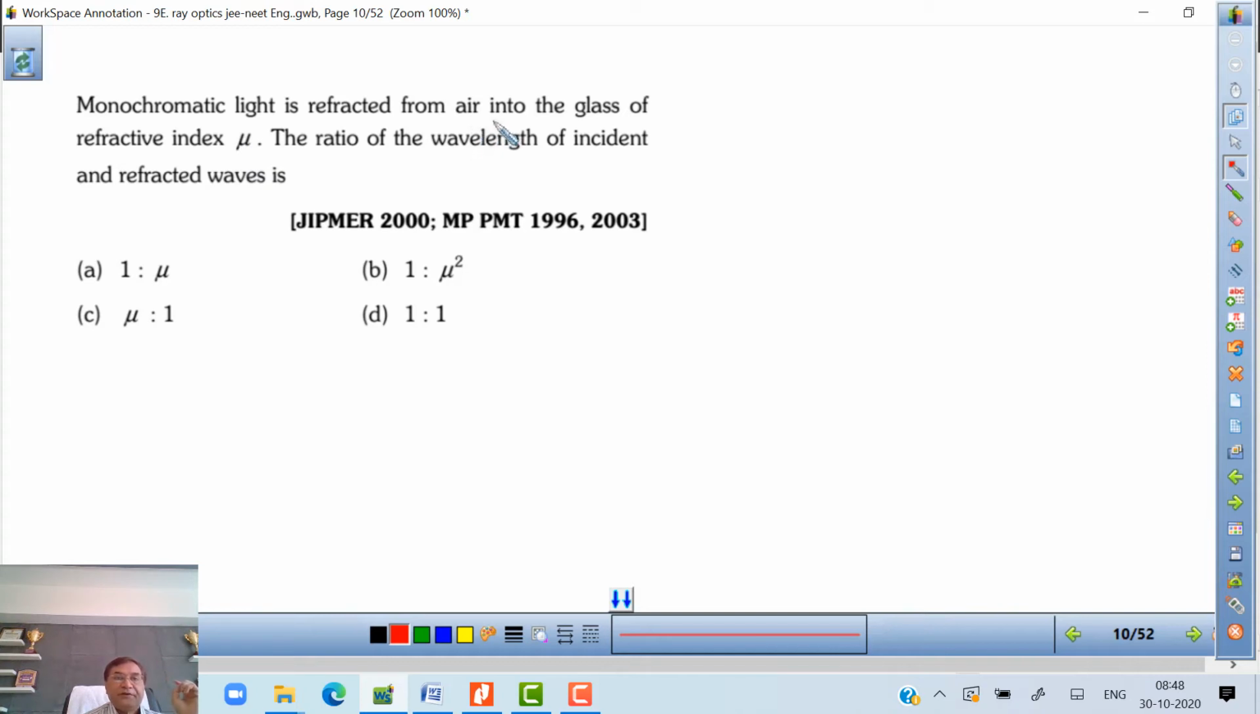Monochromatic light is refracted from air into the glass of refractive index mu, the ratio of the wavelength of the incident and refracted waves. સિમ્પલ છે એકદમ.